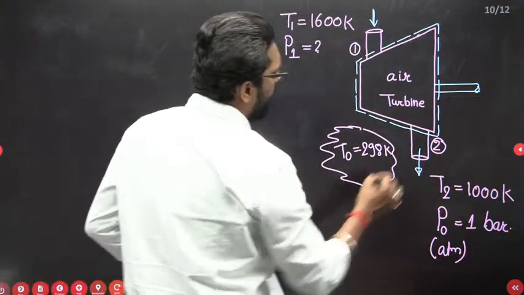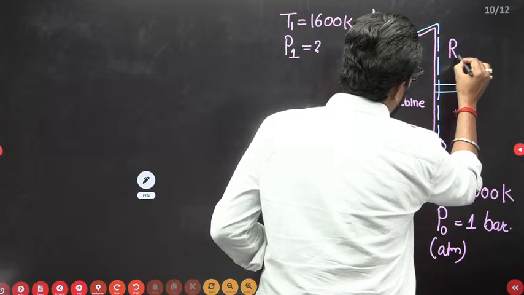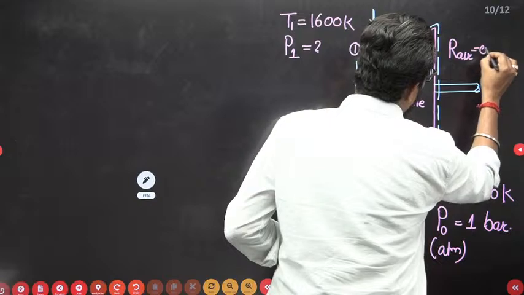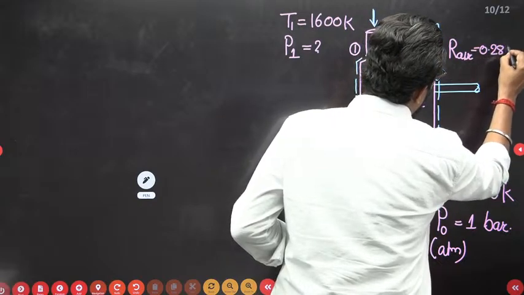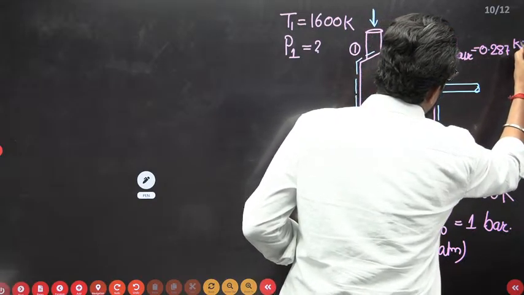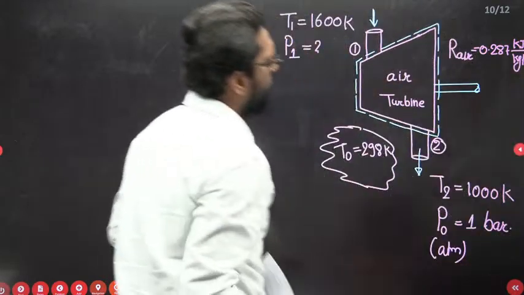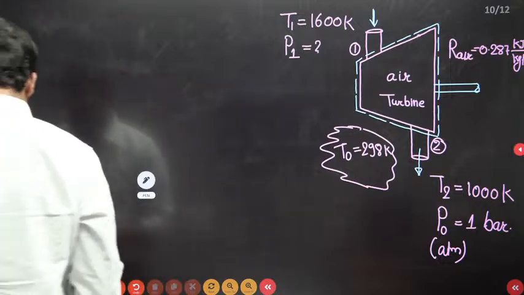R, this is air, so the R value is given, 0.287 kilojoule per kg Kelvin. No problem at all.